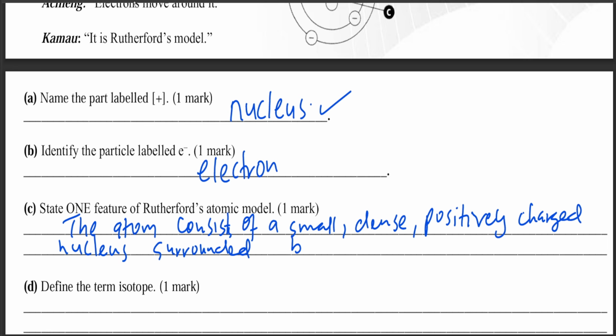Surrounded by electrons. At that time, there wasn't any talk about neutrons. Surrounded by electrons orbiting at a distance. And that's why there are empty spaces, mostly empty spaces.